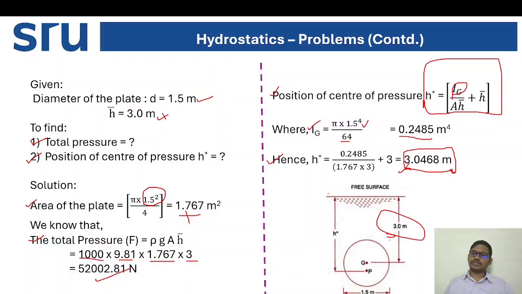And coming to the position of the center, h star is equal to Ig by A into h bar plus h bar. So already we know Ig is pi by 64 into d power 4, and area is 1.767 and h bar is equal to 3.